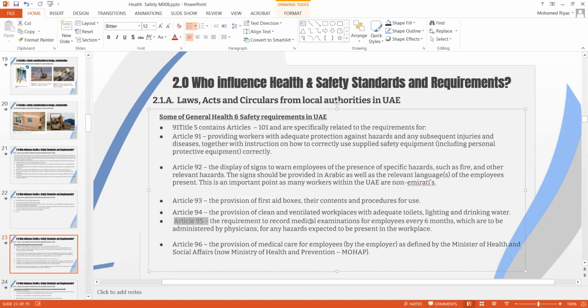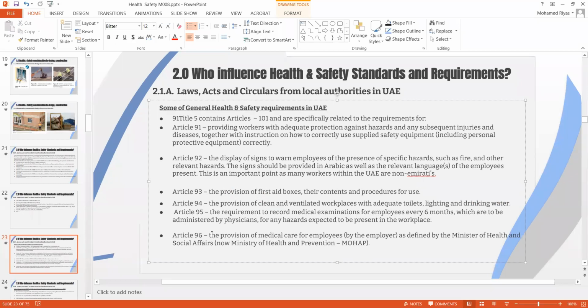Article 95 talks about the requirement to record a medical examination for every employee every 6 months. Article 96 talks about medical care for employees. This is again linked to the provisions for medical insurance for the employee. So these are just a few of the health and safety requirements in the UAE. If anyone asks what the health and safety requirements in the UAE are, there are many laws you can list down, and together with that, you can discuss a few requirements related to the articles.